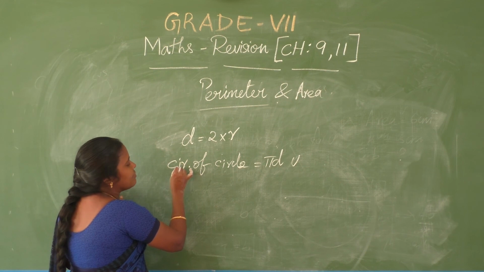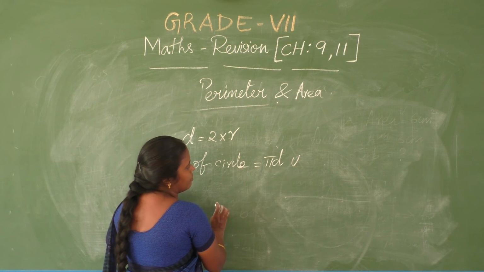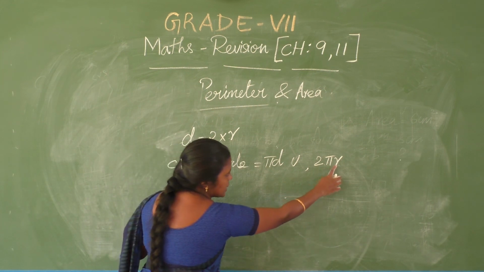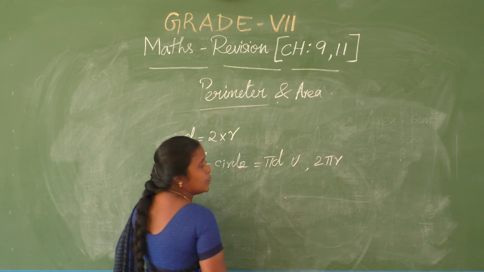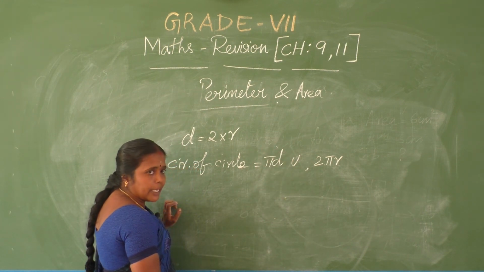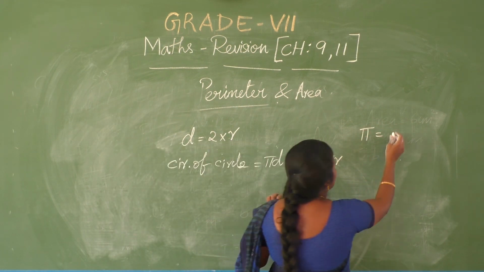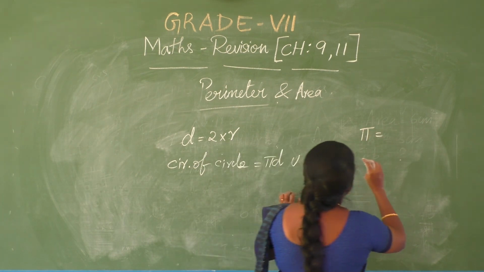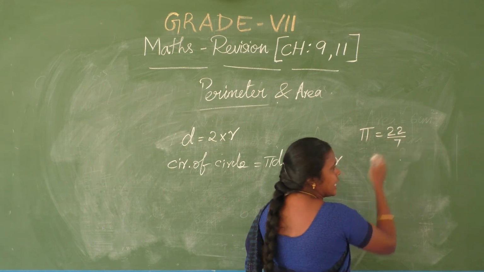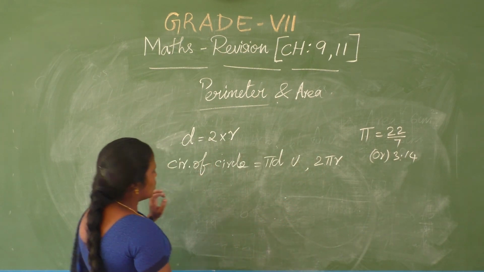Okay, how to find that circumference: using two ways. One is pi d, where the diameter is given; another is 2 pi r, where the radius is given. When the radius is given you have to choose the formula 2 pi r. When the diameter is given you have to use the formula pi d. What is this pi? It is a constant value, the ratio between the circumference and the diameter of the circle. Actually pi value is 22/7. It is a fractional value. The decimal value is 3.14.